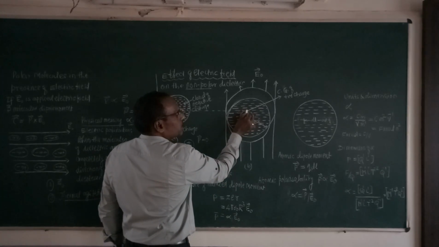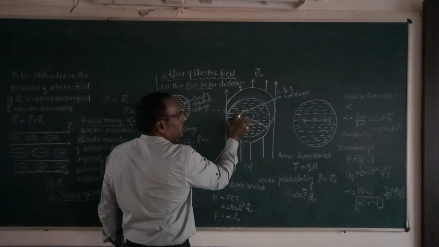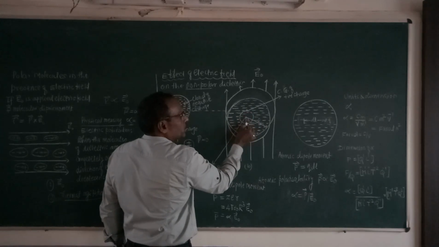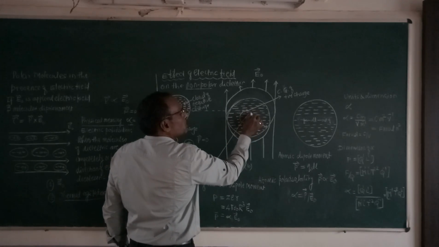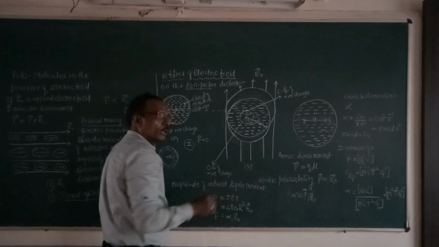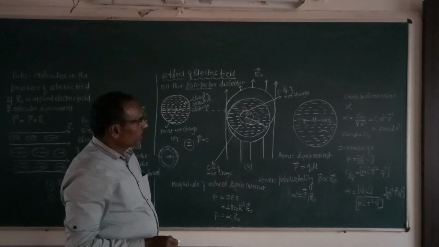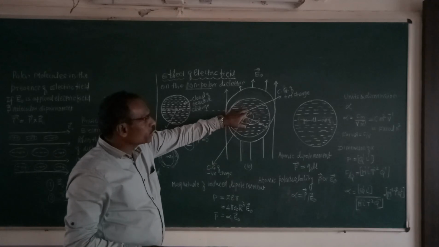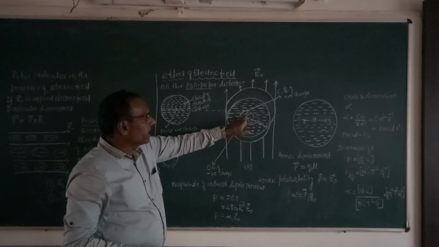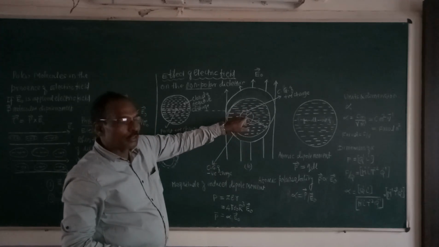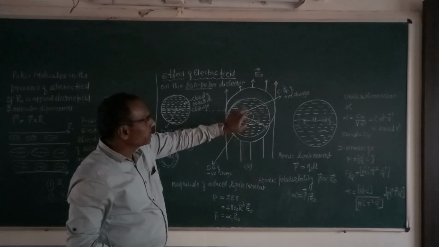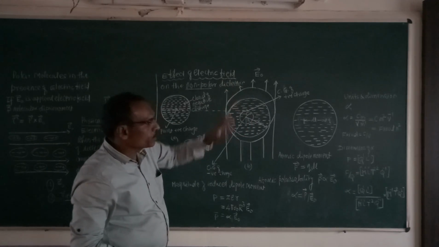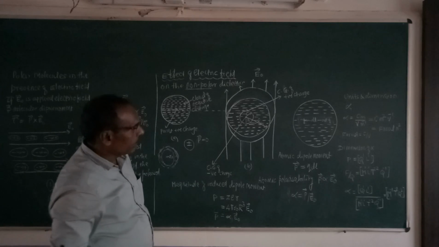And what is the displacement between these two? I have drawn a small sphere here. If small r is the radius of the sphere which separates the positive charge on the circumference and the negative charge at the center of the small sphere, then r is the distance between them.